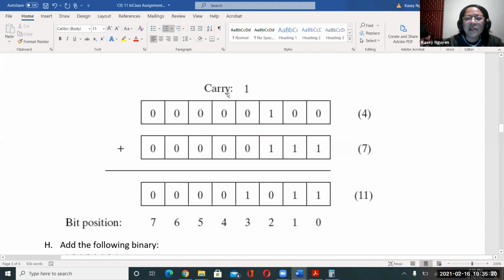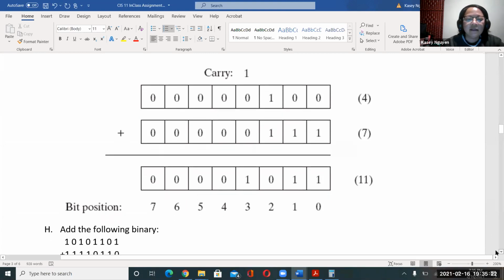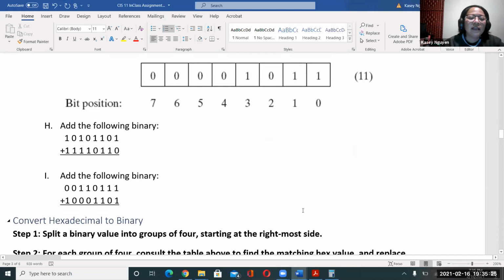So basically it brings it to the left bit. It carries over 1. In some cases, you might have multiple carries. Like when you do the addition for H, you would have 1 plus 0 is a 1. 0 plus 1 is a 1. A 1 plus a 1 is a 0 with the carry. And then that carry plus a 1 is another 0 with a carry. And then a 0 plus a 0 is a 0.